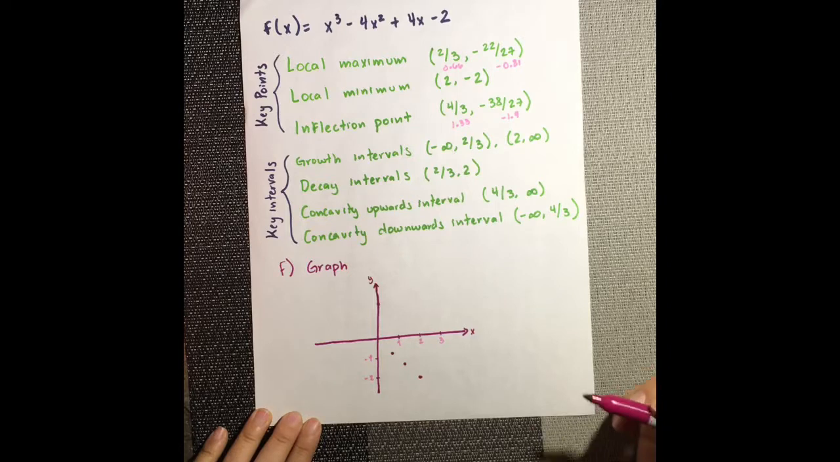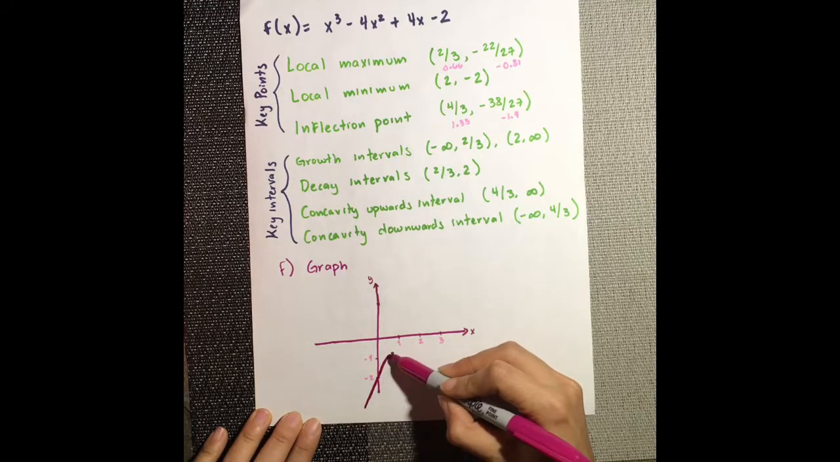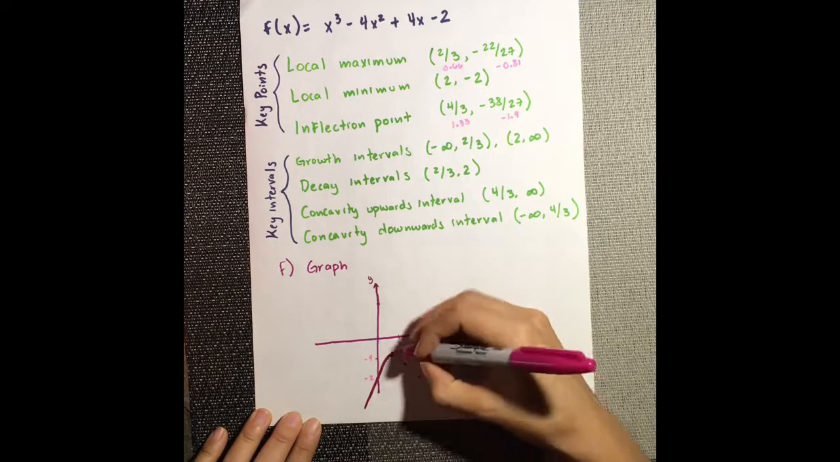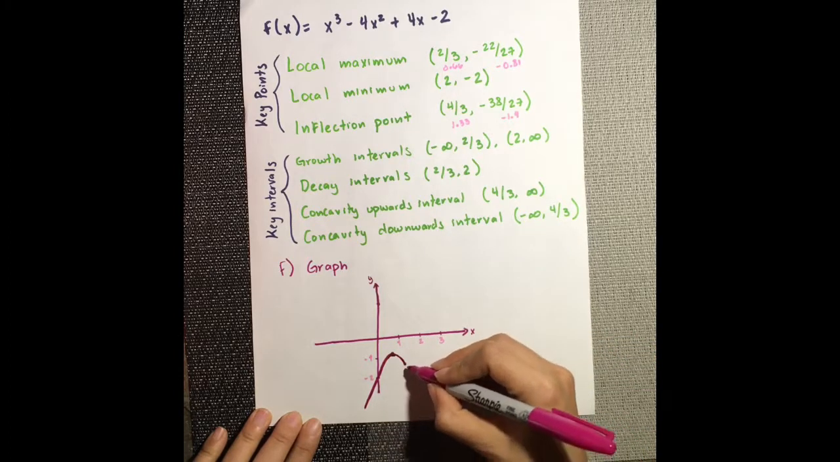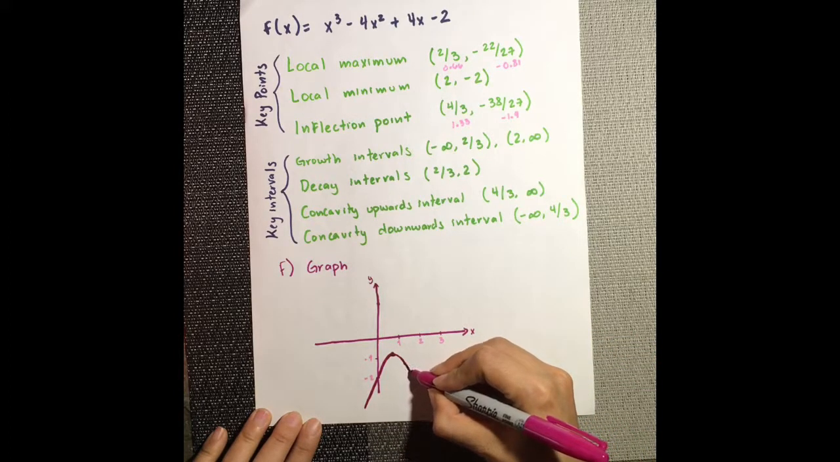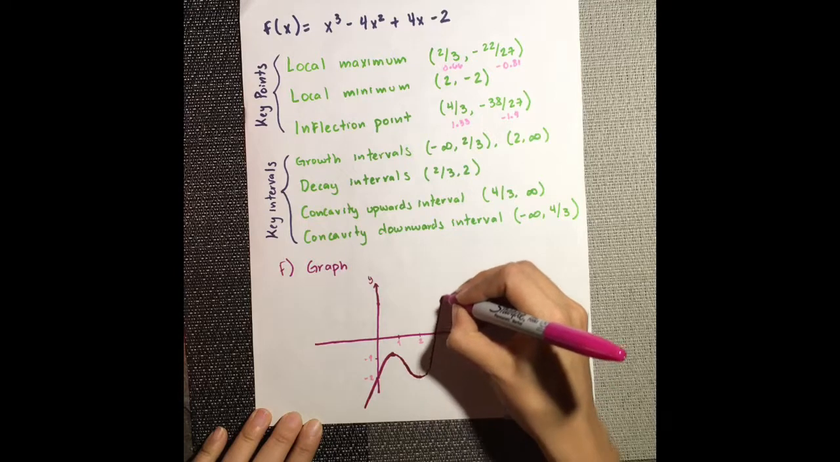So the only thing that we need to do is to connect our dots. So I have a concavity downwards in this part, something that looks like this. We get to the maximum, still concavity downwards, and then in the inflection point, we're going to change the concavity upwards. In the local minimum, we start increasing again, and then we just have a graph that grows.